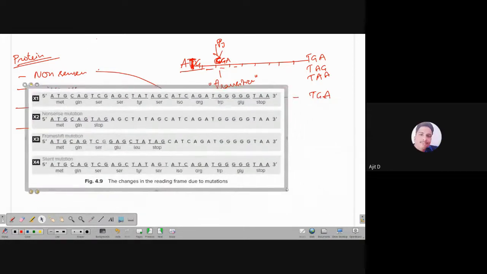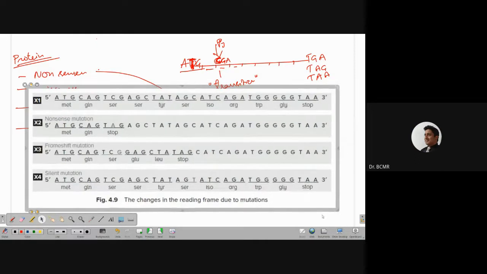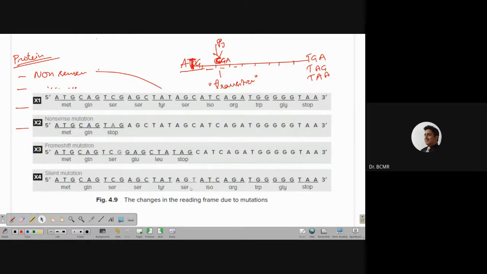Yes, sir. So there are alleles. Different alleles means there are different forms of the same gene, and there are mutations. First one is the X1 allele, X2, X3, and X4 alleles. Assume the top one is the normal one, which has about 1, 2, 3, 4, 5, 6, 7, 8, 9, 10, and TAA is the stop codon.